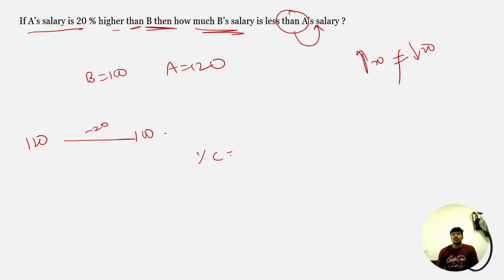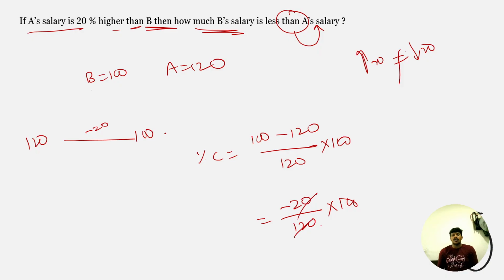So percentage change is always equal to final value minus initial value, divided by initial value, into 100. That is minus 20 by 120 into 100. That is 1 by 6, meaning it is less by 16.66% only, but not 20. Now you may ask, what is actually happening here?